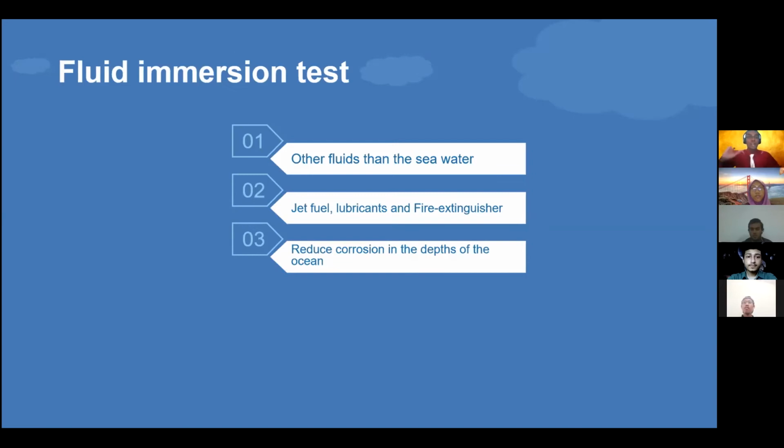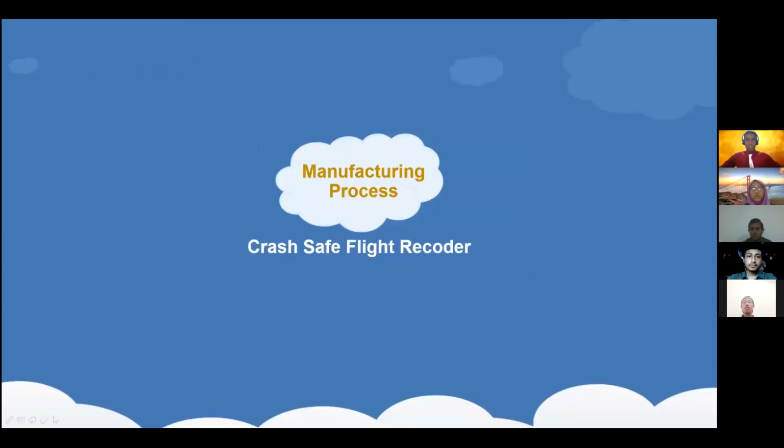Okay, and now we're going to go to the fluid immersion test. In the fluid immersion test, the black box is not going to be submerged into normal water. It's going to be submerged into fluids other than seawater and normal water, such as jet fuel, lubricants, and fire extinguisher. This can be classified as avionic fluids. So the black box is submerged into avionic fluids to reduce corrosion that may form in the depths of the ocean. And now I'm going to proceed with the manufacturing process of the crash safe flight recorder.